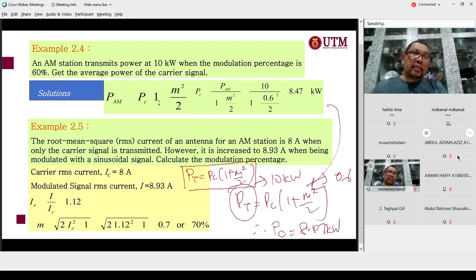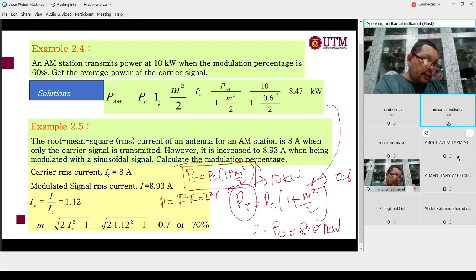So where you can find the total current here actually is I equal to I over IC. From this equation, you just multiply P is equal to I square R, so you multiply I square R by I total.